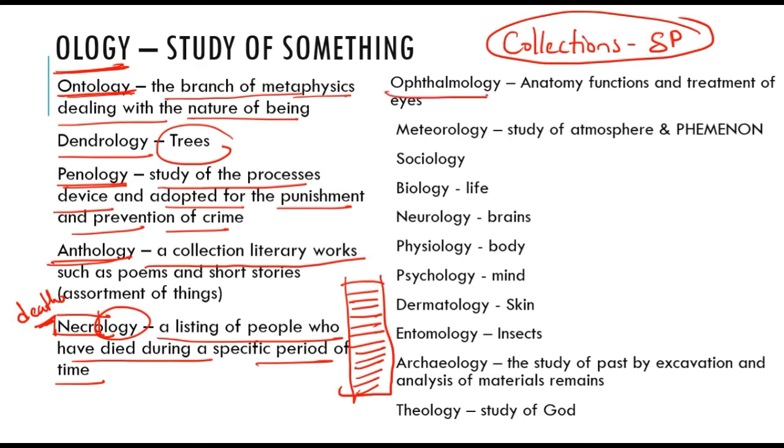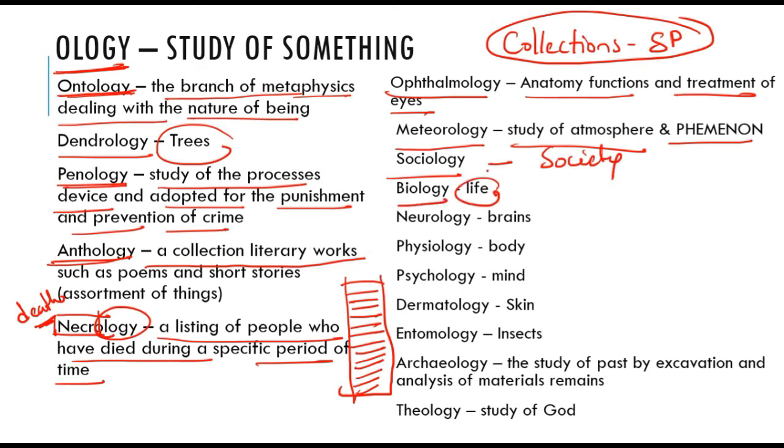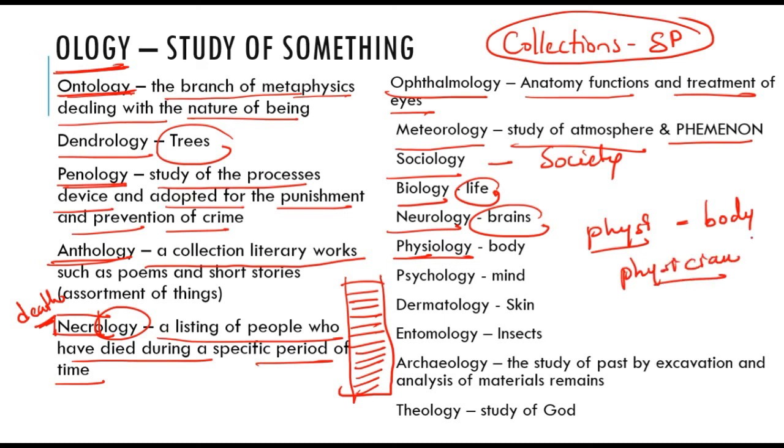Ophthalmology. Ophthalmology means anatomy, functions and treatment of eyes. So again, one of the technical words. Then comes meteorology, which means study of atmosphere and phenomenon. Sociology, study of society. Biology, study of life, right? Neurology, study of brains. Physiology, physi is usually a root word which means body. That's why we have this word called physician, a general doctor, right? Psychology, study of mind.